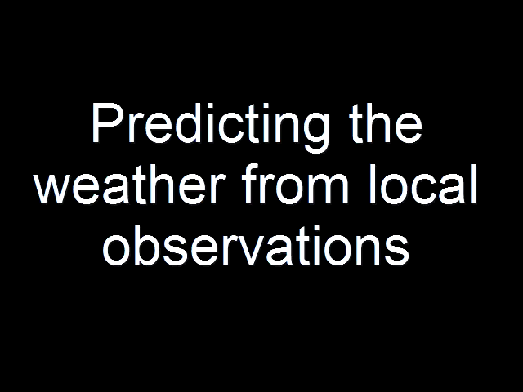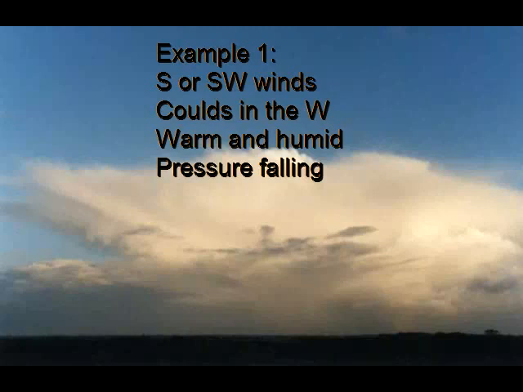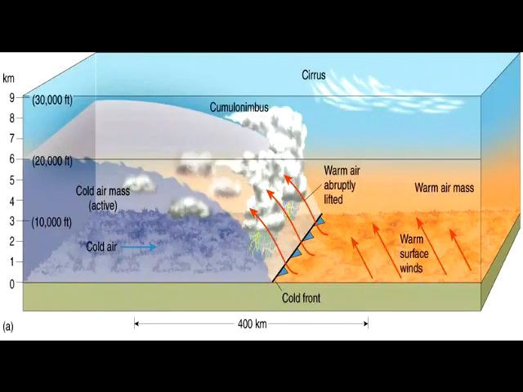For this forecast, it would be useful to have a map with isobars, which are lines of equal pressure change. There are some signs you can look out for if you want to predict the weather from local observations. If winds start blowing from south or southwest, clouds building to the west, it is warm or hot and humid, and you see the pressure is falling, then these might be indicators for an approaching cold front with thunderstorms. So your local weather forecast would be to predict showers, and that it's turning colder and windy.